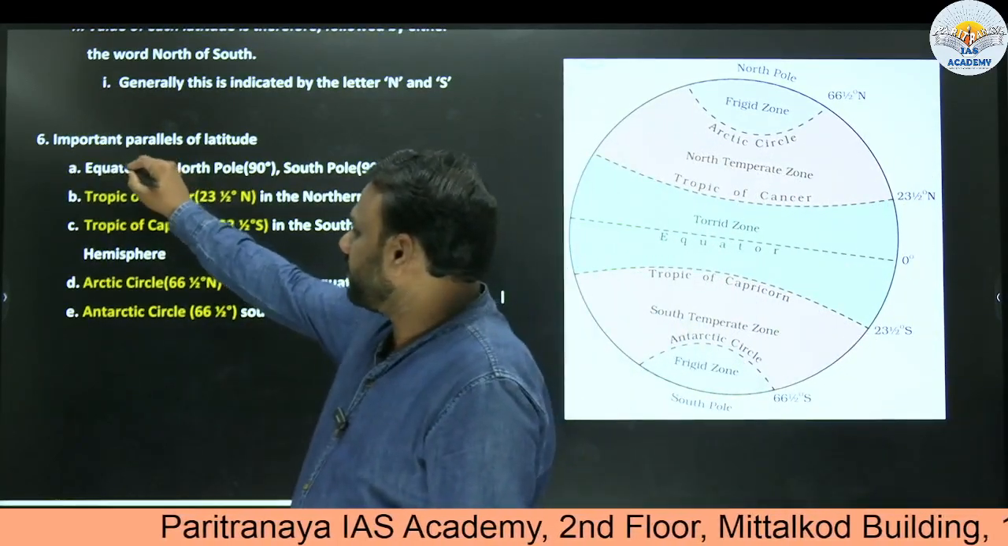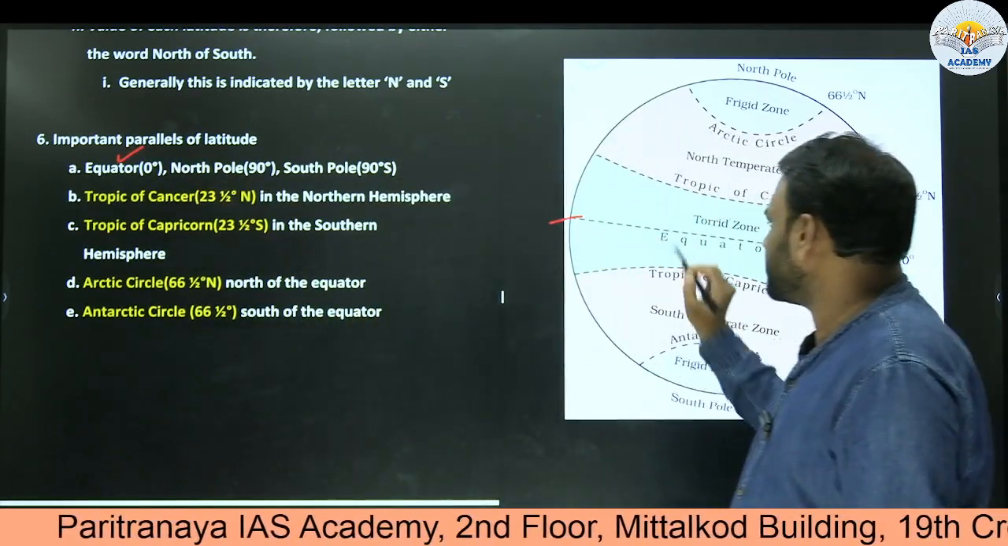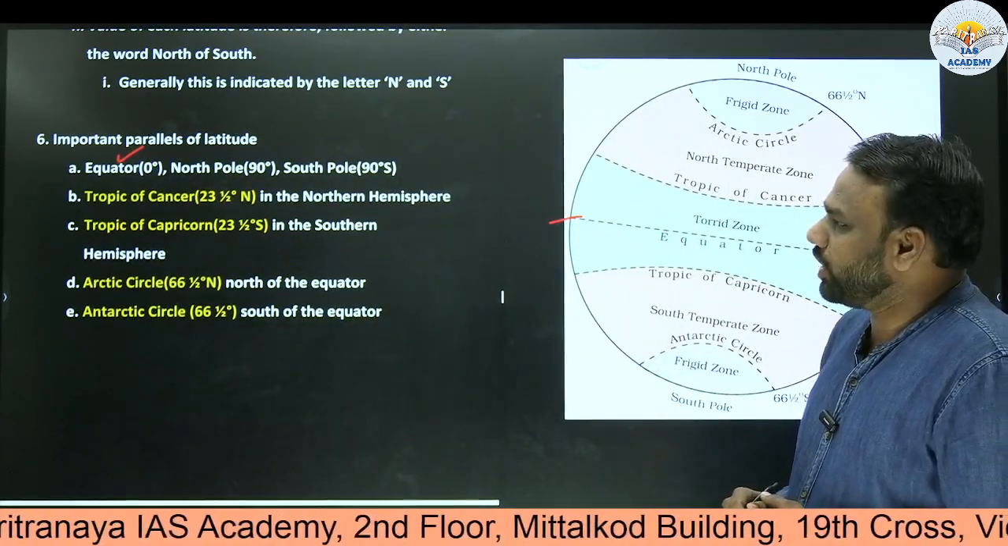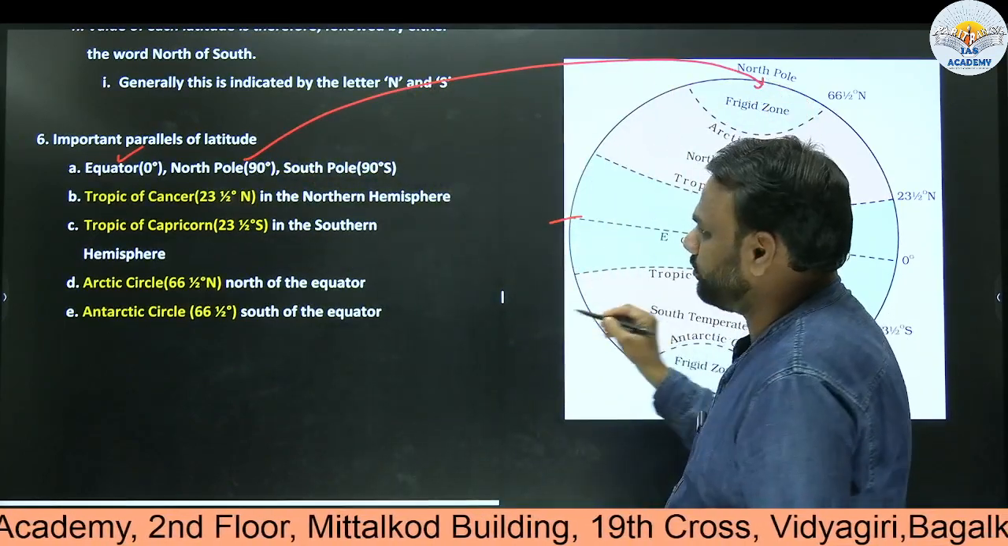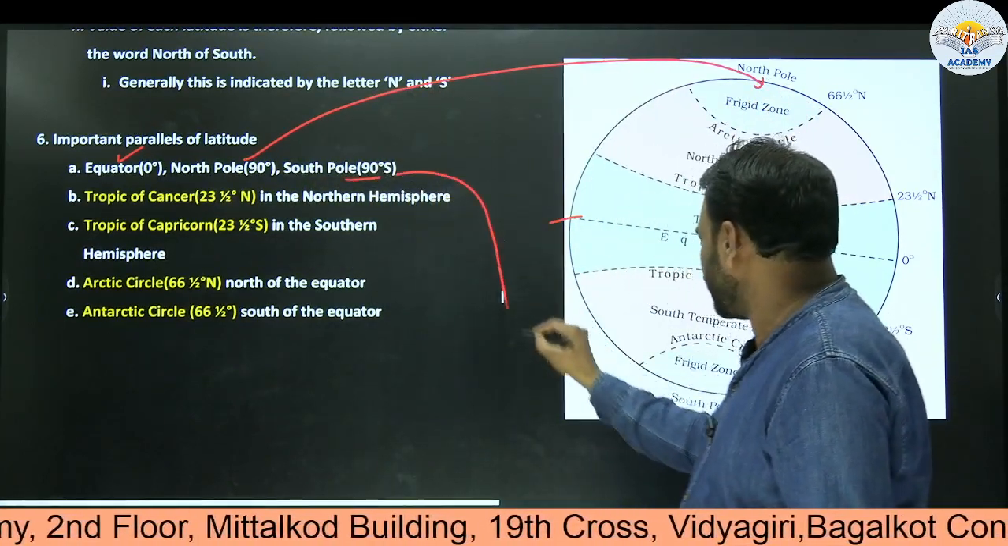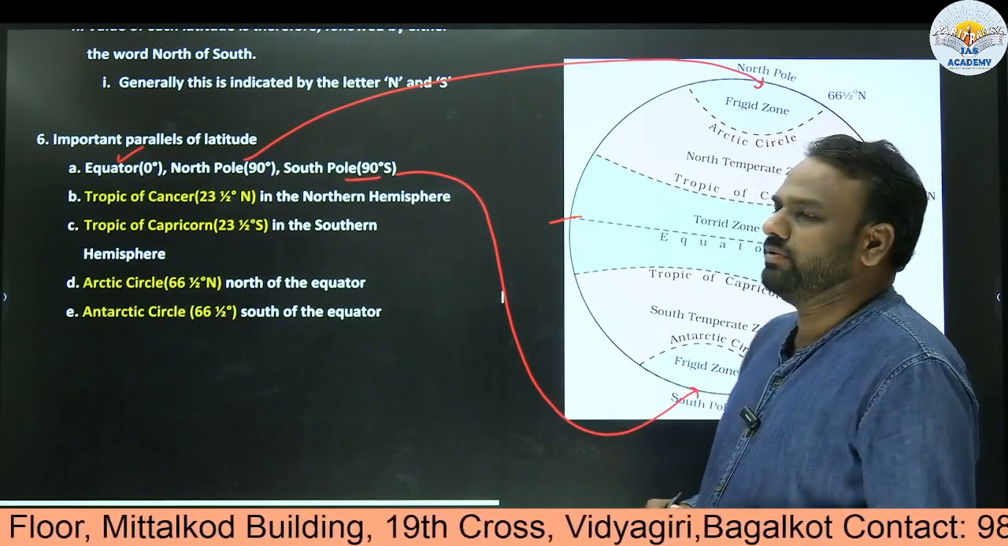Already we know about the equator. So the equator lies here. Next, the North Pole also we have already seen. So here we have the North Pole. South Pole also we have already seen. So here exists the South Pole.